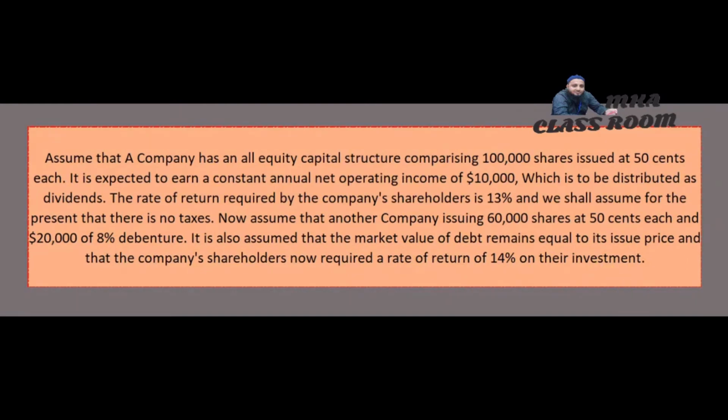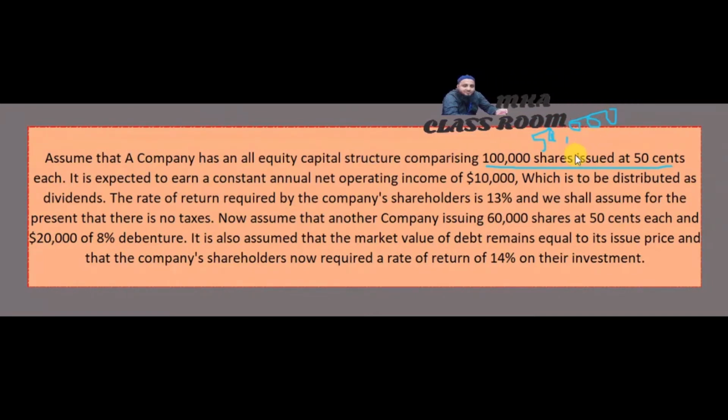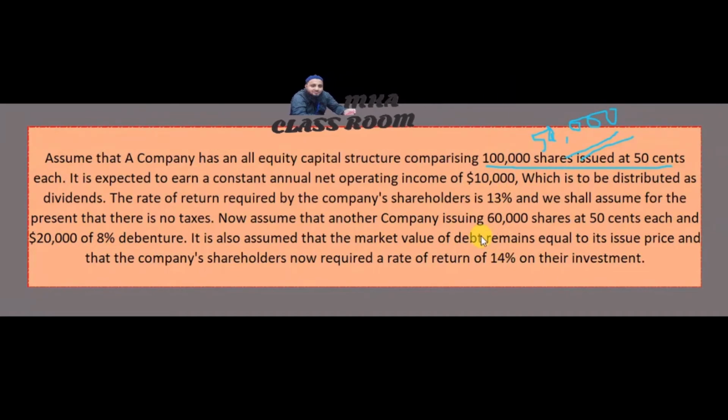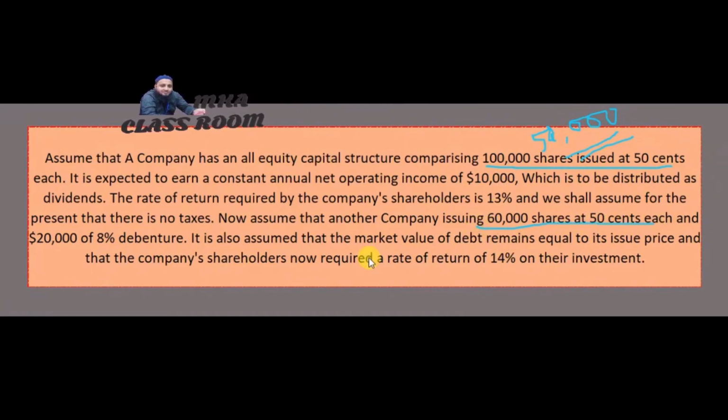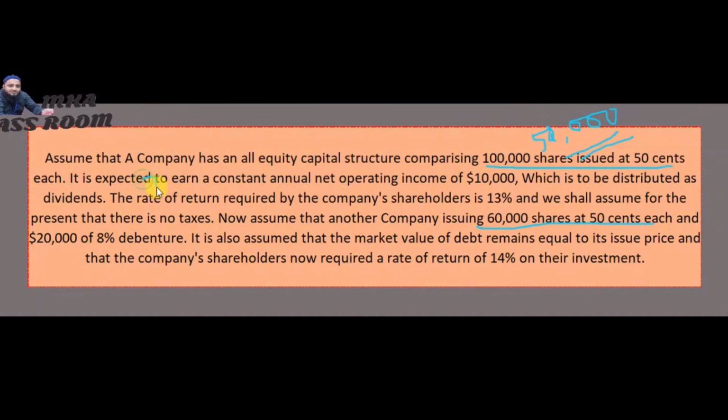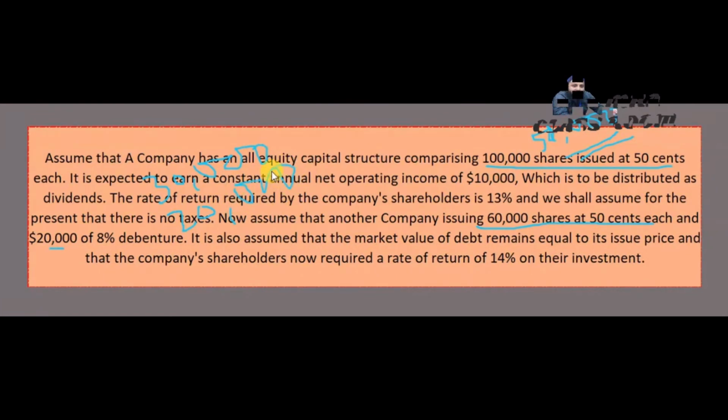So here we see that the first has 50,000, all equity capital, and the other has 60,000 shares at 50 cents, that means its equity is 30,000, and 20,000 is borrowed funds. Total 50,000 of its capital. So that is the equity, that is debt, and the first is a totally equity financed company. These are the two companies.